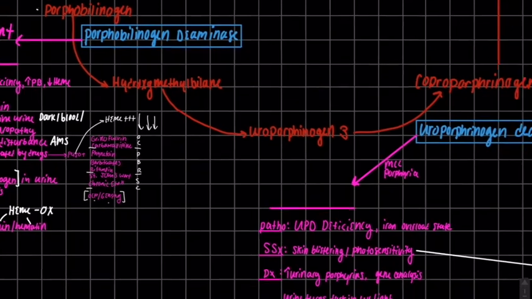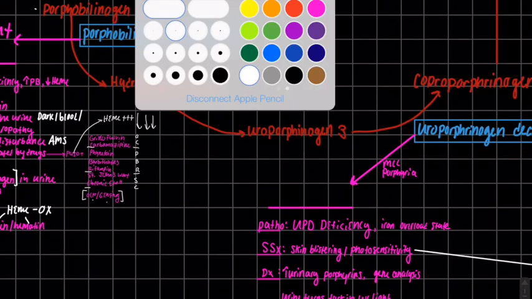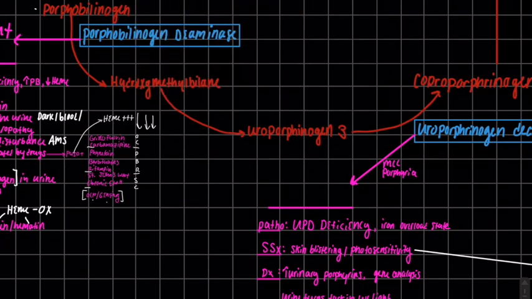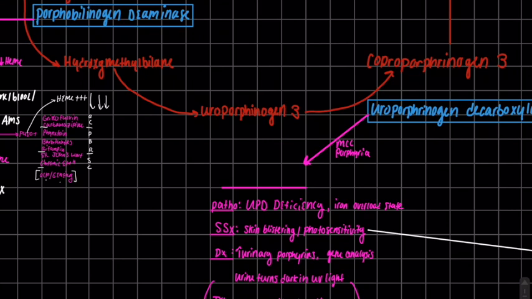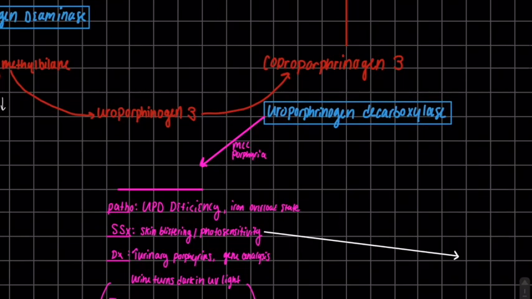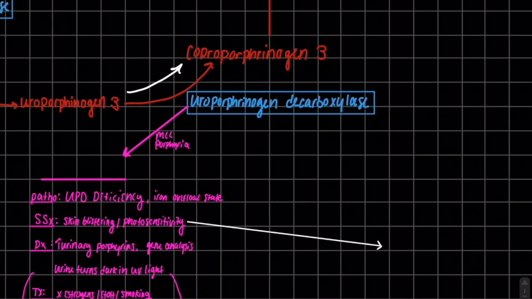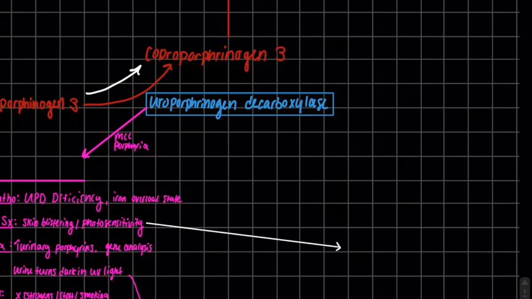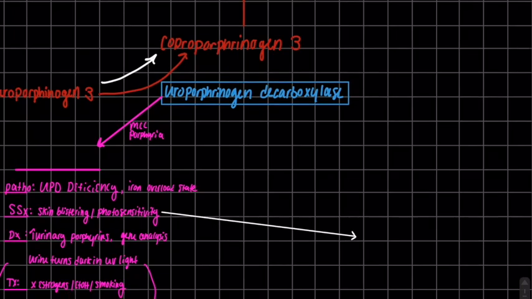So let's keep moving on down the pathway. Fortunately for us here, we get to skip a couple of enzymes. Once we get hydroxymethylbilane, we're going to move on to uroporphyrinogen III. No important enzyme there. And then now we get to move into coproporphyrinogen III. And our enzyme here is going to be uroporphyrinogen decarboxylase.